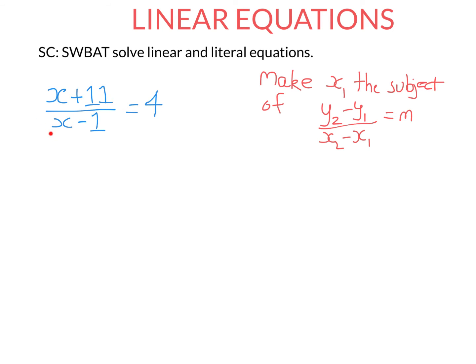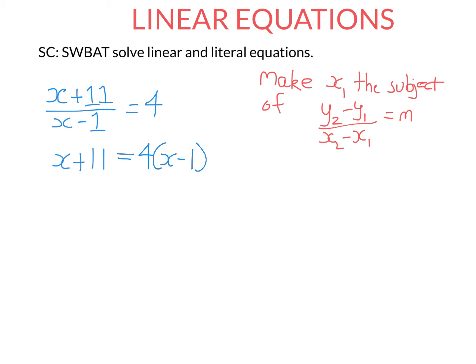Because x is on the bottom of the fraction, it's not that easy to work with. I'm going to get rid of the fraction over here by multiplying by the denominator. The idea when you're solving equations, what you do to one side of the equation you must do to the other. So if I multiply the left-hand side by the denominator x minus 1, I'm just left with that. Now, if I multiply the left-hand side by x minus 1, I must also multiply the right-hand side by x minus 1. So I'm left with this.